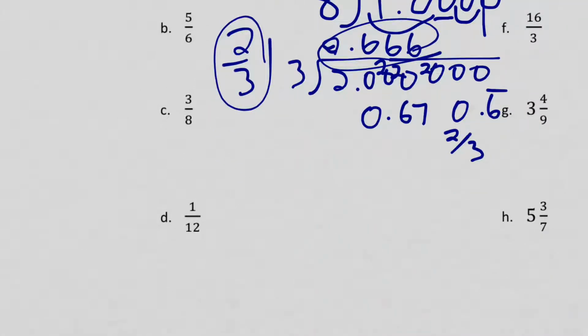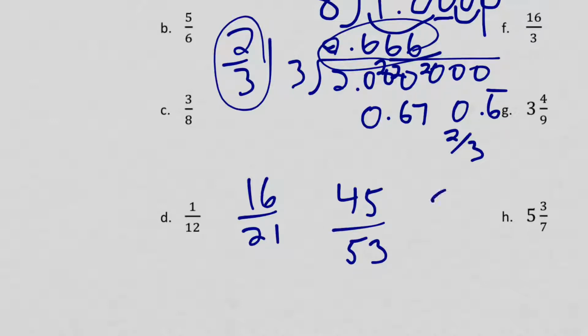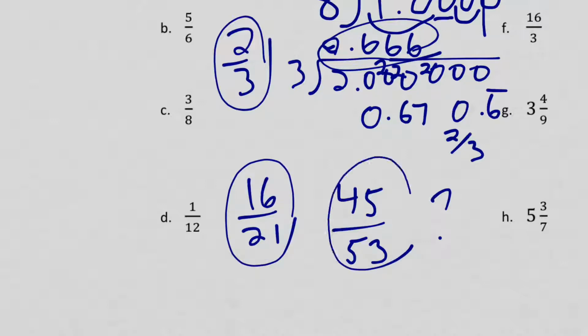So if we were to talk about test scores, would you rather get 16 out of 21 on a test, or would you rather get 45 out of, I don't know, 53? And which score do you think is better if you're trying to get the higher score, which I would assume you are? Well, this is a really hard thing to figure out. So what we would need to do is we would need to convert these to decimals by dividing them out, and the decimals would give us a much easier value to compare, and that's the benefit of using decimals.